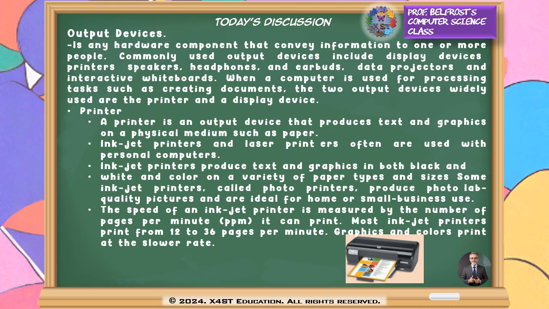A printer. So what's a printer? A printer is just an output device that produces text and graphics on a physical medium such as paper. There are basically two types of printer that are mostly used. First is inkjet, and then we have laser printer. An inkjet printer produces text and graphics in both black and white and color on a variety of paper types and sizes. Okay, and the speed of an inkjet printer is measured by the number of ppm it can print.